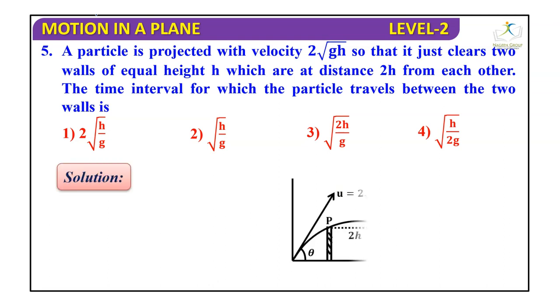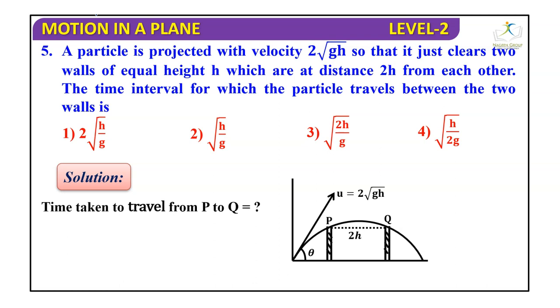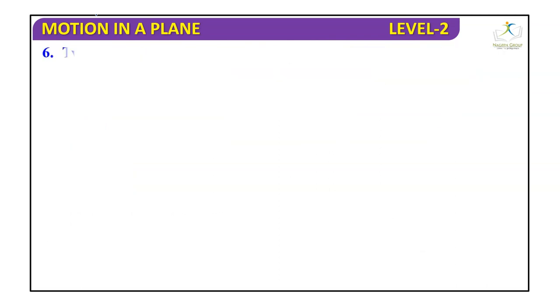Now let's move with the solution part. We have given this diagram. Time taken to travel from P to Q will be t equals u by g, and the value of u we know is 2 under root gh, divided by g. Now t equals 2 times root of h by g. From here we can say the correct answer for this question is option 1.